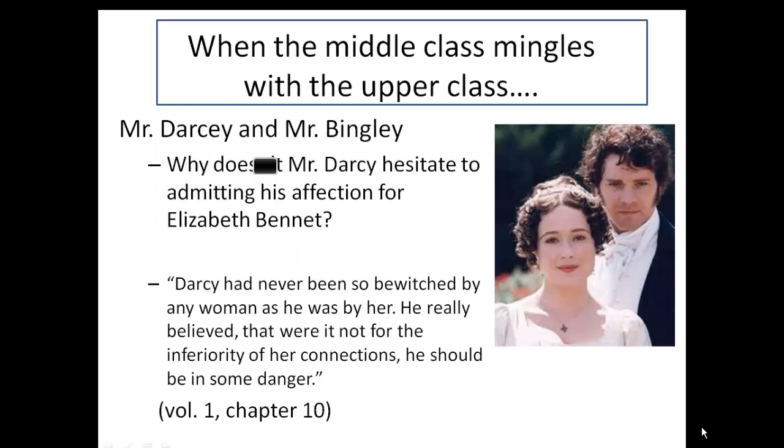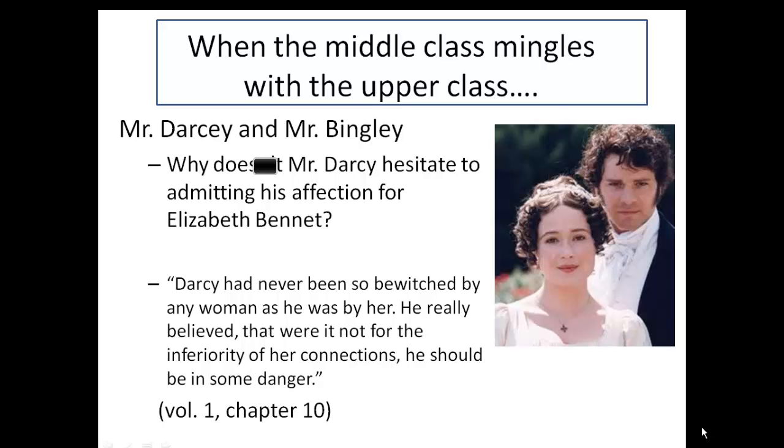Pride and Prejudice presents the conflict that arises when members of the middle class, such as the Bennets, mingle socially with members of the upper class, represented by Mr. Darcy and Mr. Bingley. The Bennets are a respectable middle-class family. They own a small amount of land, but they must work to cultivate it. They have few servants and limited financial resources. Mr. Darcy and Mr. Bingley, on the other hand, do not have to work for a living.